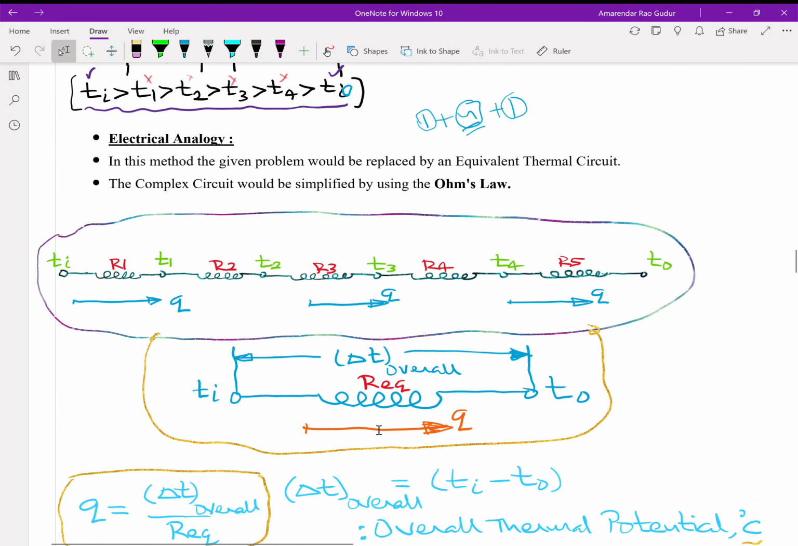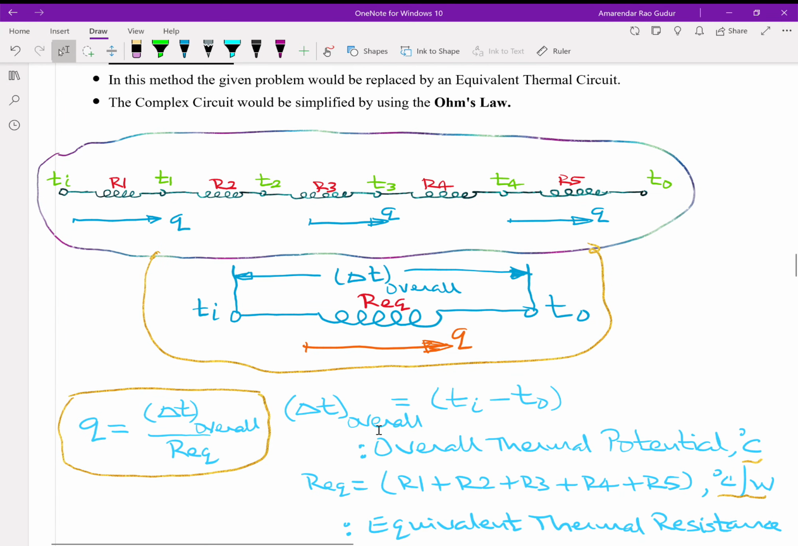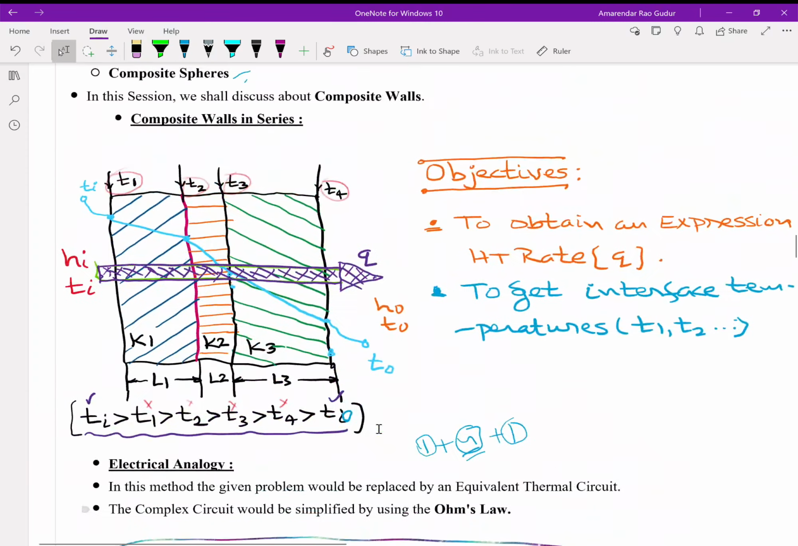Because of steady state conditions, whatever heat that is getting convected from inside fluid to inside wall, from fluid to wall, should be conducted in the first layer. This must be conducted in the second layer. This we call as energy balance.